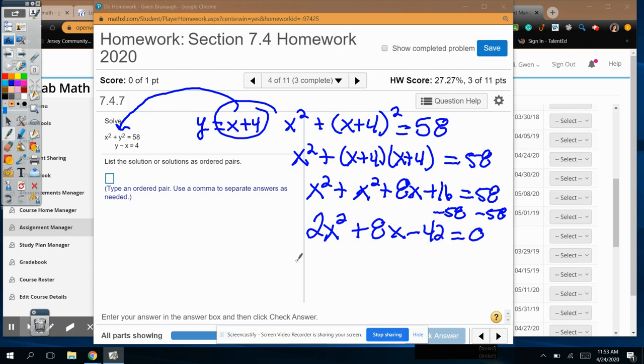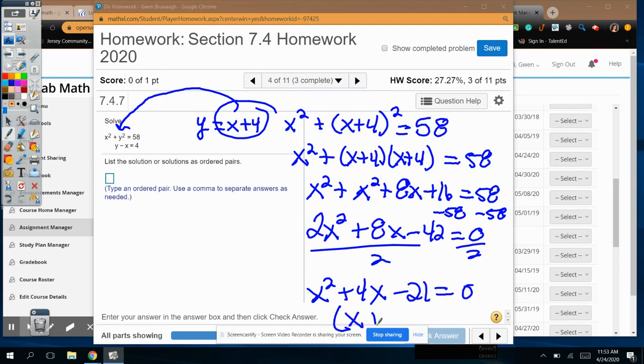Now, I hope it factors. Now, they definitely all have a 2 in common. So I'm going to divide everybody by 2. And I get x squared plus 4x minus 21. And it will factor. It gives me an x plus 7 and an x minus 3, which means x equals negative 7 or x equals 3.